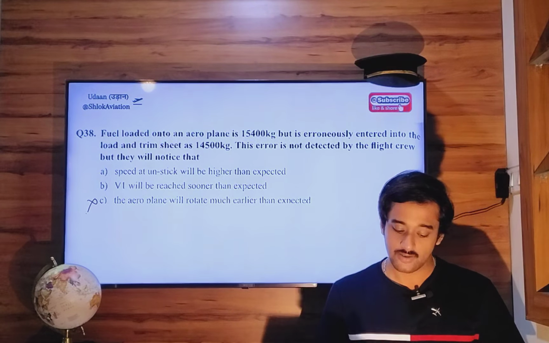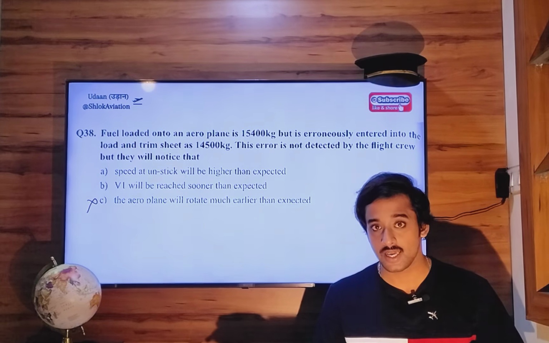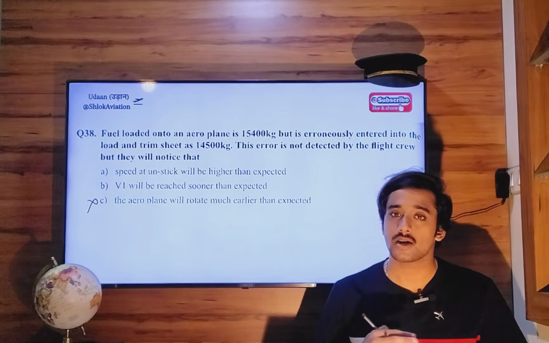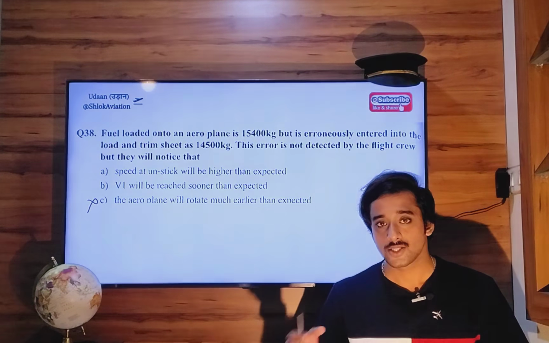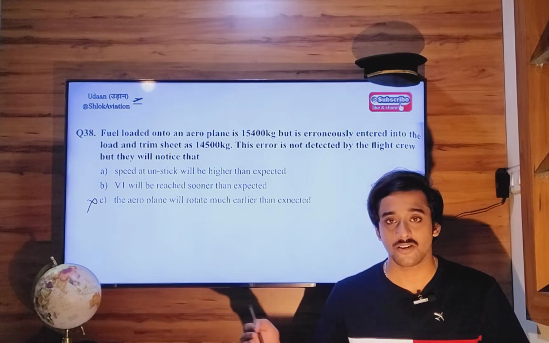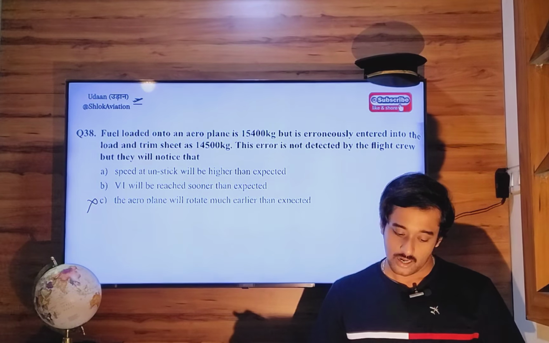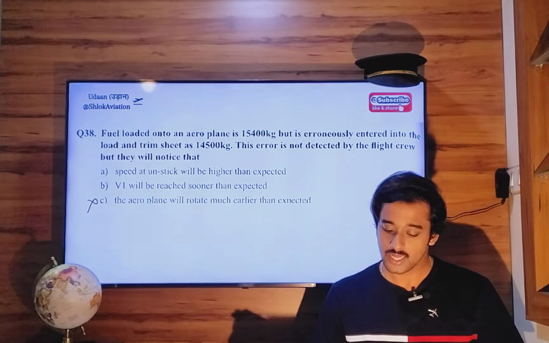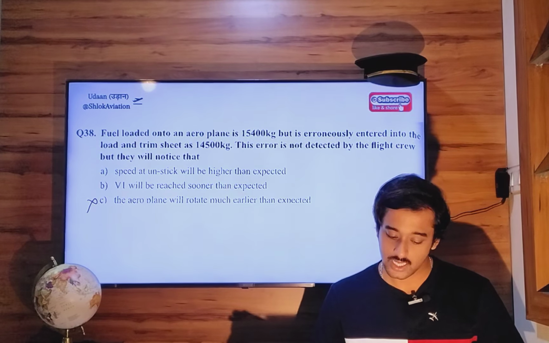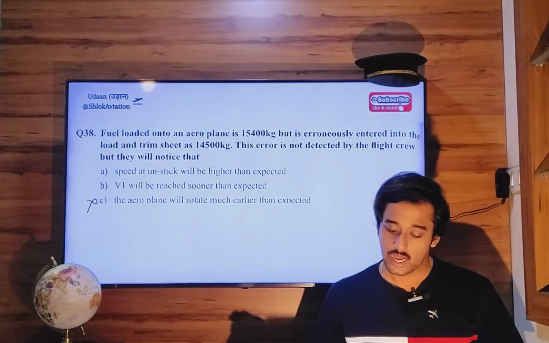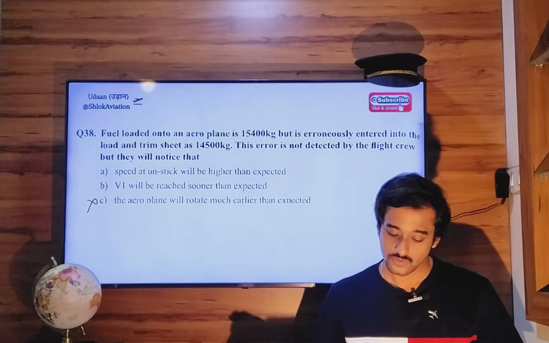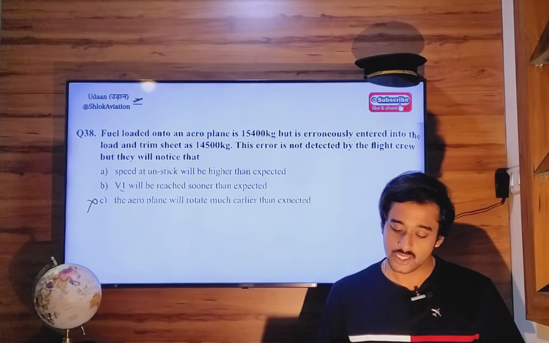So since this aircraft is heavier, it won't rotate much earlier than expected. It will take a little bit more time to build that ground speed in order to achieve your rotation speed. V1 will be reached sooner than expected. Speed at unstick will be higher than expected. So V1 will be reached sooner than expected.